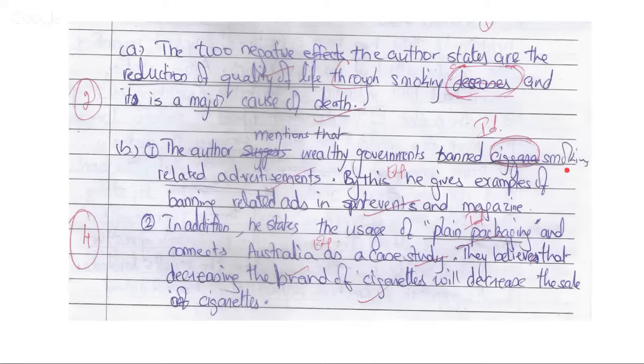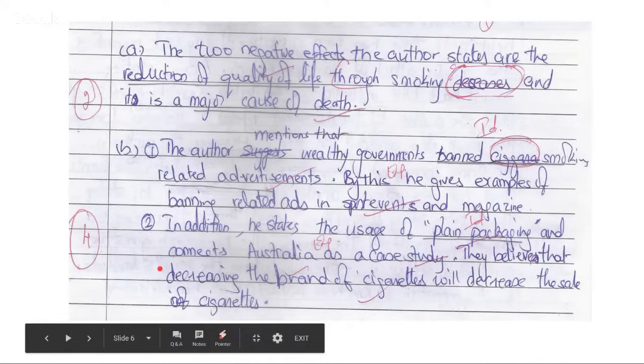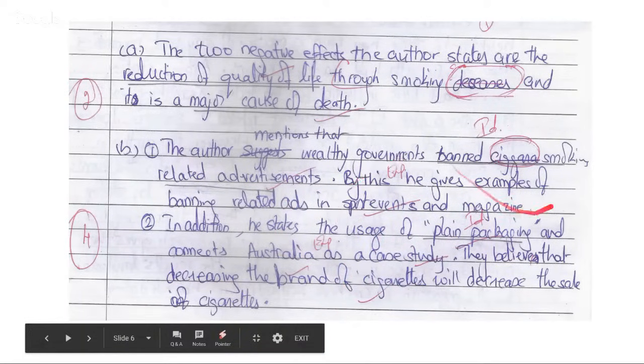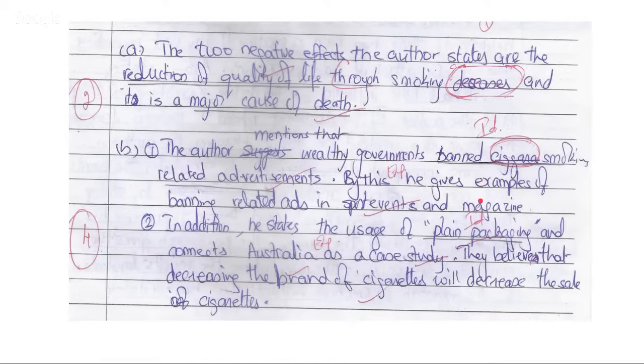So if we read the answer, the author mentions that wealthy governments banned smoking-related advertisements. By this, he gives examples of banning related ads in sport events and magazines. Number 1, done. Number 2, in addition, he states the usage of quote-unquote plain packaging and cites Australia as a case study. They believe that decreasing the brand appeal of cigarettes will decrease the sale of cigarettes. So over here, he gives the statement, plain packaging, and the candidate explains this, says how he uses it, this is the effect, uses this as a case study, banned smoking articles, gives the examples.